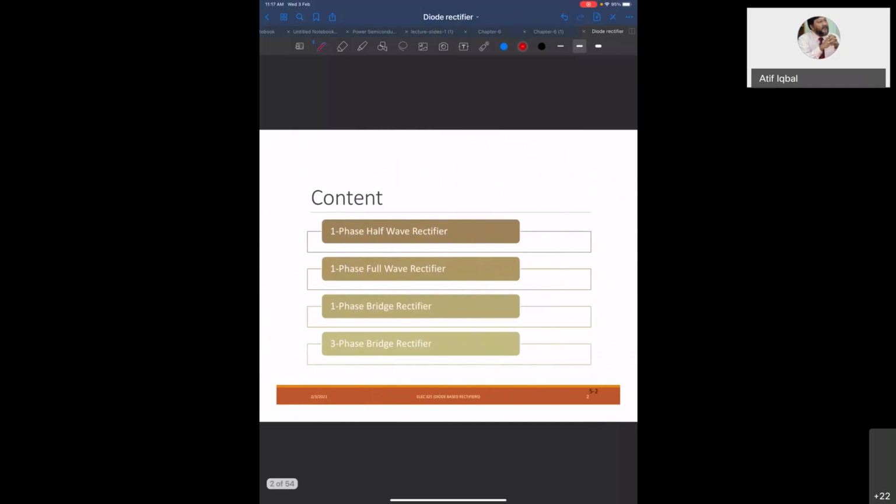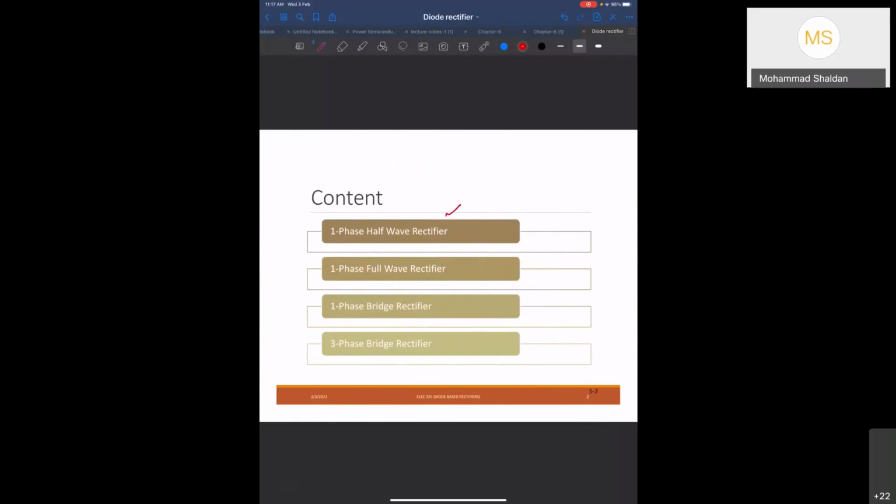So here we will discuss the single phase half wave rectifier. Doctor, for the semi-controlled device, you said the thyristor. We will not cover the GTO since it's fully controlled? No, we'll not go to GTO.